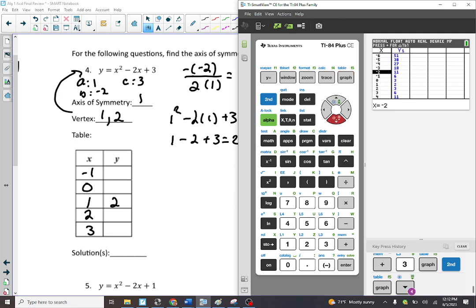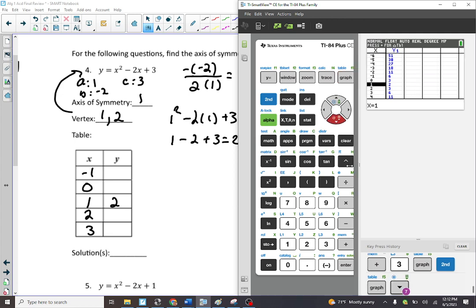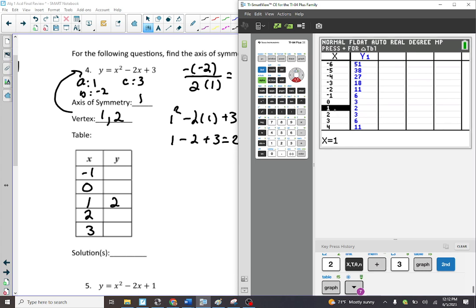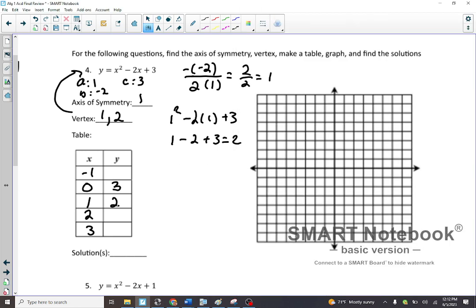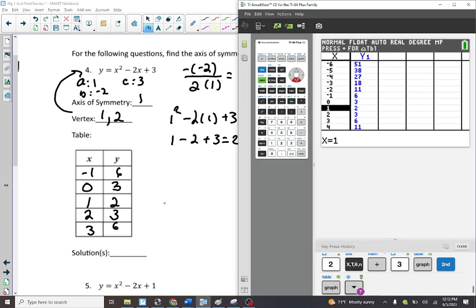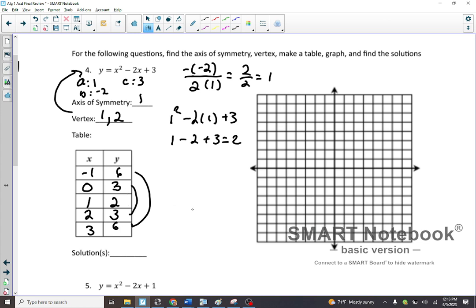Because if I go to the table over here, let me make it bigger. If I go to the table over here, 1, comma 2 is one of my answers, which means then I could plug in the rest of the answers. 3 and 3, 6 and 6. You could always do this by hand also, by plugging in 0 or 2 and plugging in 3 or negative 1. You know you did it correctly because it should be a mirror, or symmetrical, on both sides.